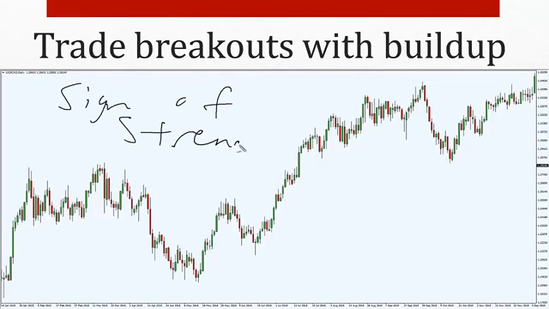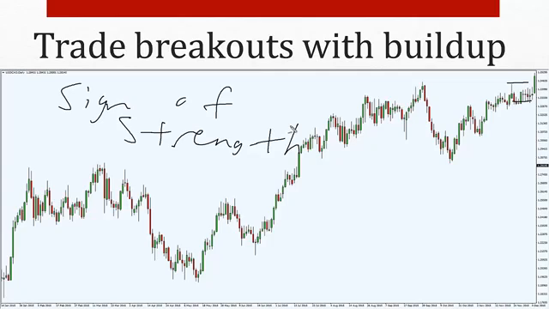When you see build up at an area of support and resistance, it's a sign of strength. So for example, in this scenario, I'll be looking to get long when price trades above this high, and get my stop loss, for example, somewhere here. 2 ATR would be fine. So this is something to look out for.